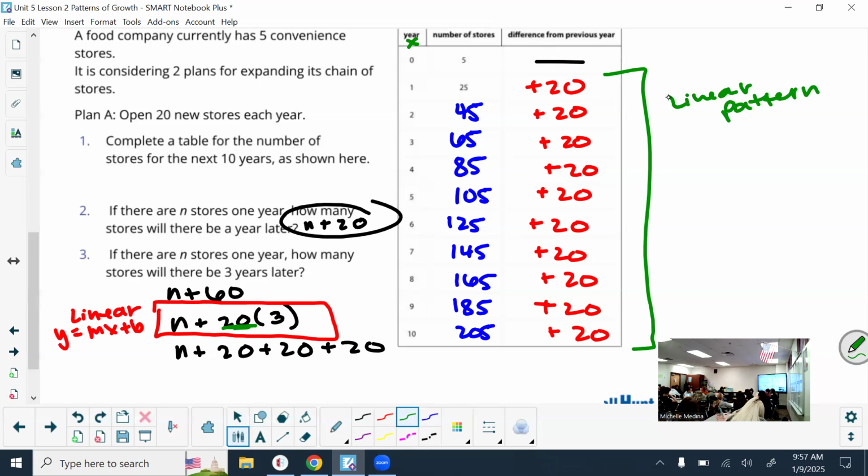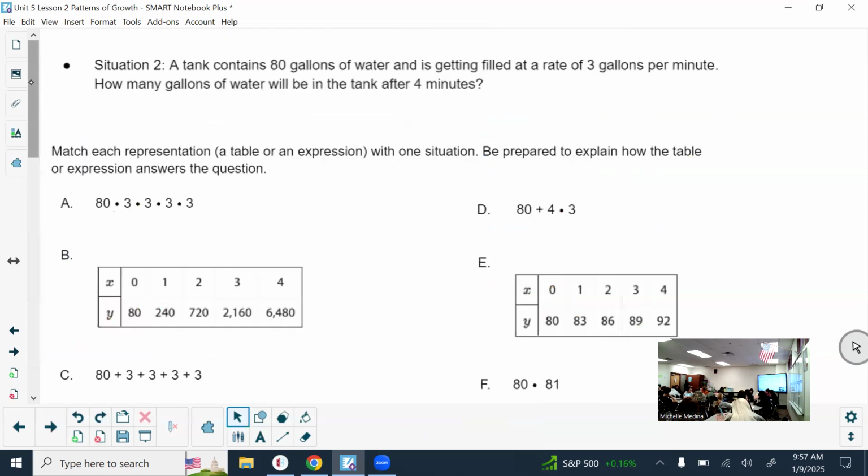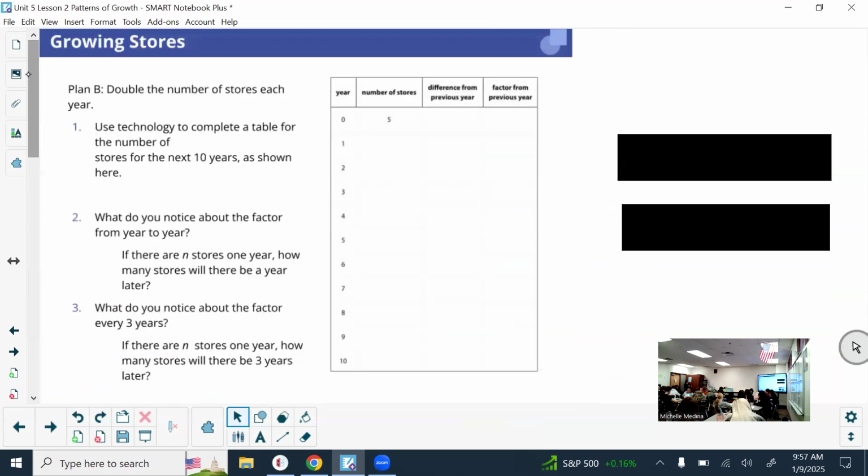Questions? Okay. So that's plan A, opening 20 new stores each year. Plan B would be doubling the number of stores each year. So you're now going to complete this table following that pattern and do it for the next 10 years. You have an additional column to fill out that says factor for the previous year.